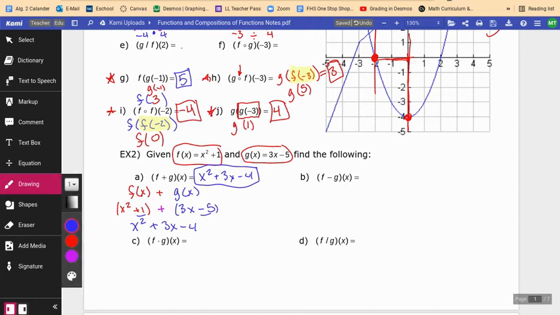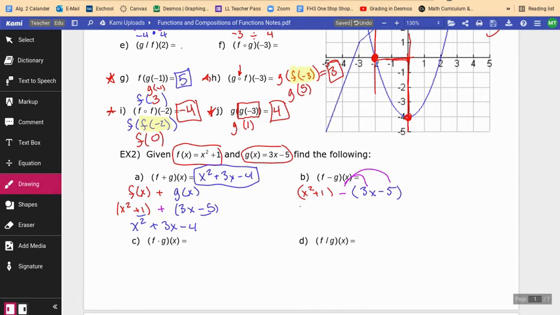Part B, same concept. I have f of x minus g of x. So I'm going to do x squared plus 1 minus 3x minus 5. And then in order to start solving this one, we can't forget I need to distribute that negative.